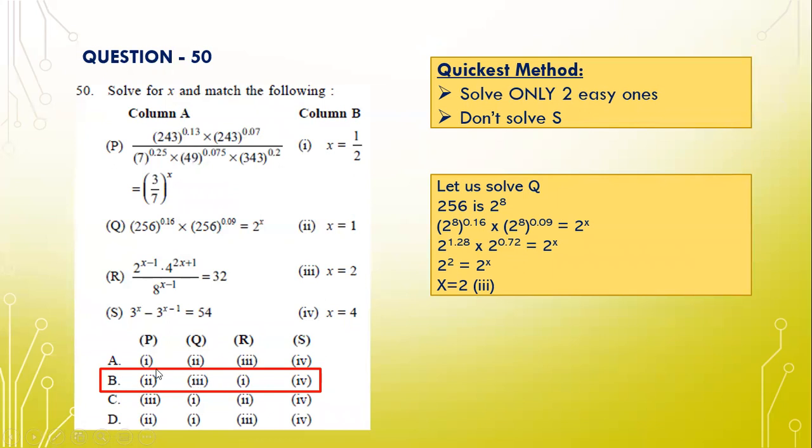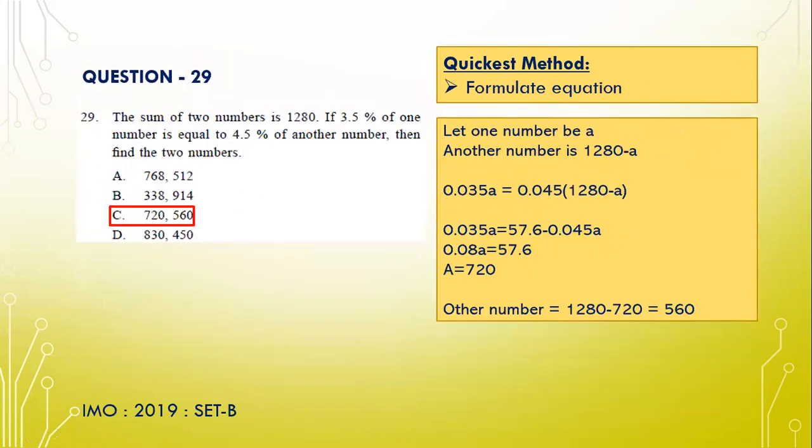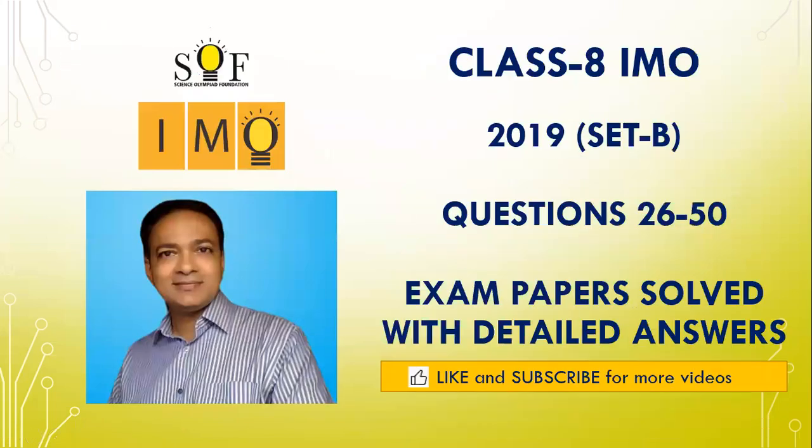So option is B. So with this, students, we have come to the end of the exam paper from the year 2019 Class 8 IMO Set B, questions 26 to 50.